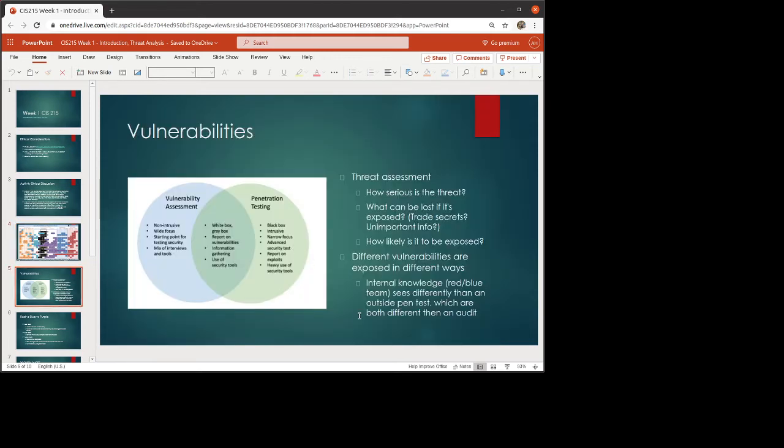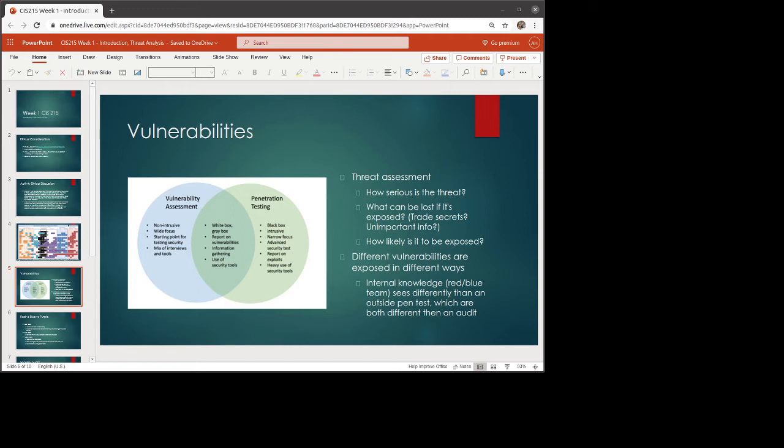Now, when we talk about vulnerabilities, there's a vulnerability assessment, and then there's also penetration testing or pen testing. When we are looking at vulnerabilities, what we're trying to do is find our starting point. Different vulnerabilities are going to be shown in different ways. We might have red team, blue team. We might have different types of scans that we're going to do.